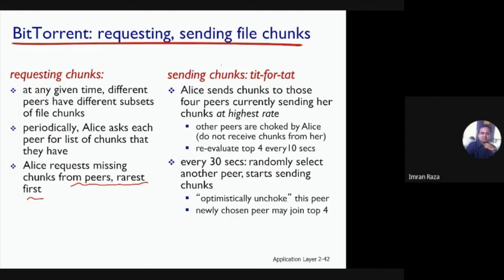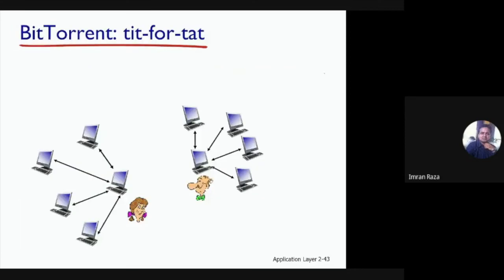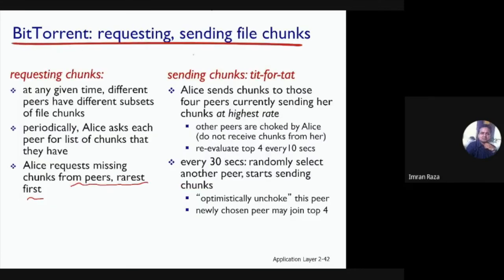So Alice selects the four peers here. Alice selects the four peers. How? Because these are the peers that have the highest sending rate. Their sending rate is highest. Okay, and it recalculates the top four after every 10 seconds.